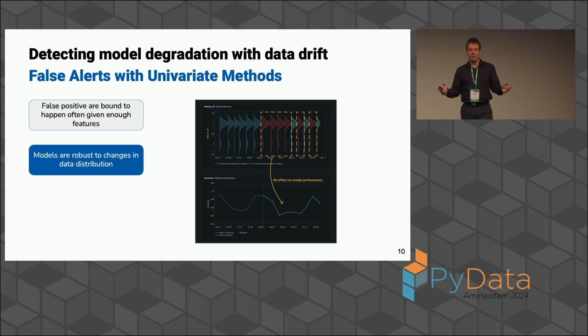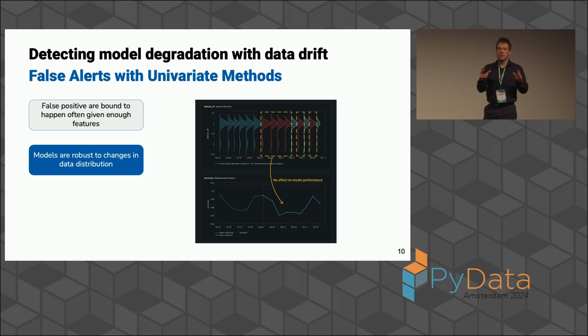Maybe you use distance-based metrics such as Jensen-Shannon distance, and you try to compare the distribution. And this is something that will give you meaningful changes in data distribution. But it still doesn't mean that you don't have false alerts, because the models are robust to changes in data distribution. When you train a model, the model is likely to perform reasonably well everywhere it has been trained.